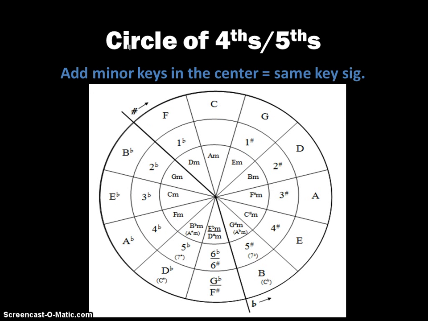A way we can make this even more useful to us is to add the minor keys to the center ring. These would be the relative minor keys that share a key signature. So, for instance, E minor, we know, is the same key signature as G major. They're relative, and E minor would have 1 sharp, and that would still be F sharp. So this is a convenient way to show what our relative minor keys are.